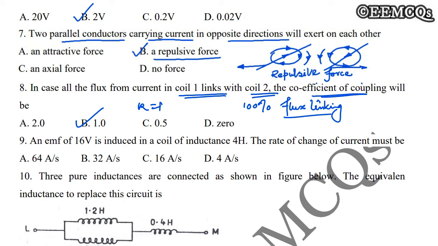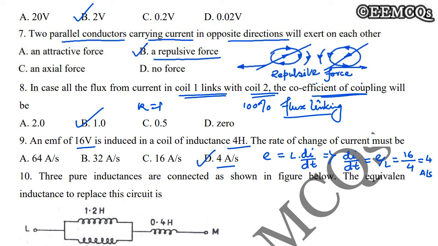Next, an EMF of 16 volt is induced in a coil of inductance 4 Henry. The rate of change of current must be what? What do we know? If E is the induced voltage, then that can be given by E is equal to L, the inductance of the coil, into di dt, the rate of change of current. So basically here we have to find di dt. So di dt is equal to E by L. E is given as 16 and L is 4. So this is 4 ampere per second. Means option D here will be the correct answer.